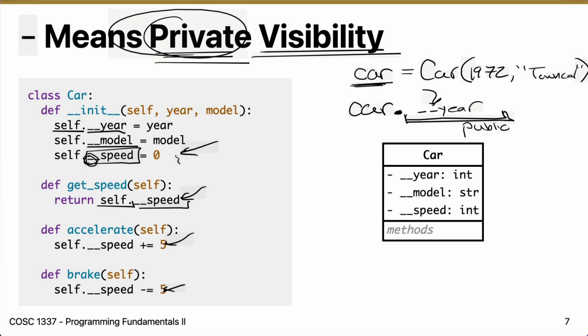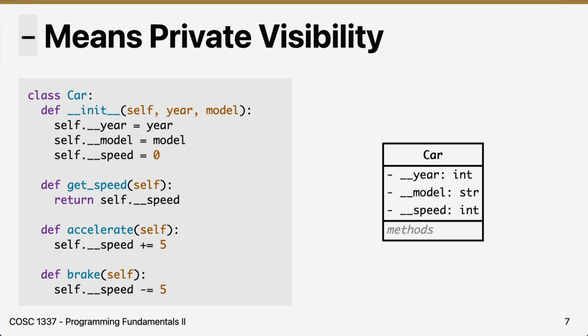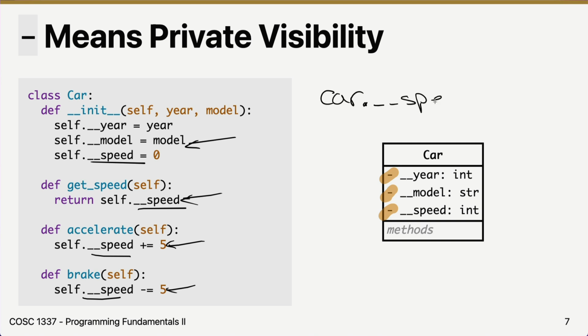And so generally, data attributes are considered to be private. We want them to be private. And because they're private, we put this minus sign in front of them. The minus sign means these are private and should only be used inside the methods of the class itself. Like __speed is private and it's only used inside the class. We would never do something like car.__speed.